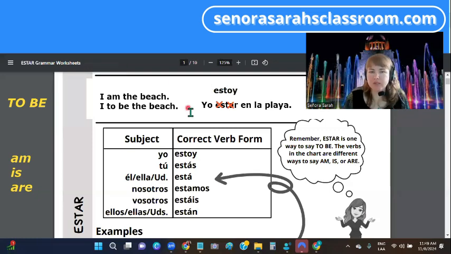Please note, most native speakers won't even bother using the word yo. You don't really need it. It is completely optional. So you can say yo estoy en la playa, or you could say estoy en la playa. Both of those are perfectly fine.